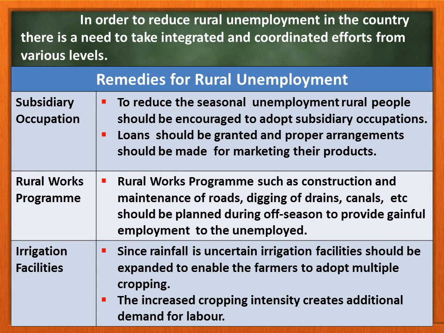Next, irrigation facilities. Since rainfall is uncertain, irrigation facilities should be expanded to enable the farmers to adopt multiple cropping. The natural source of water for agriculture is rainfall. So we should not always depend on rainfall because it is not certain. Some years we may not get any rainfall. In that case, the government should come forward and provide proper irrigation facilities so that it will help the farmers to adopt multiple cropping, to cultivate more and more crops in rotation.